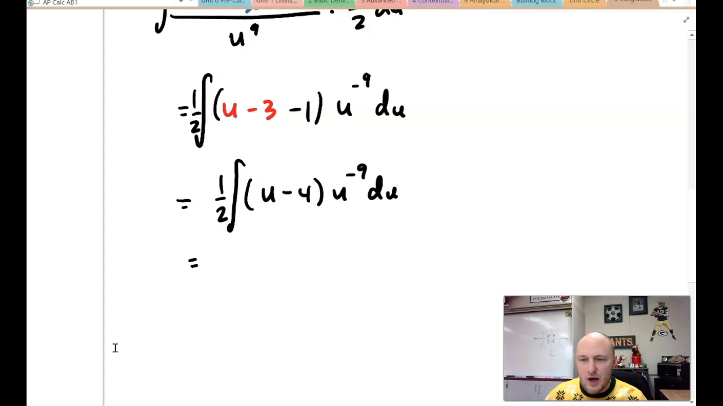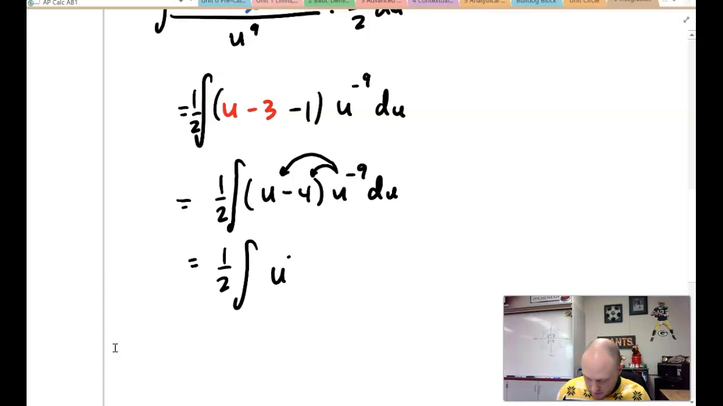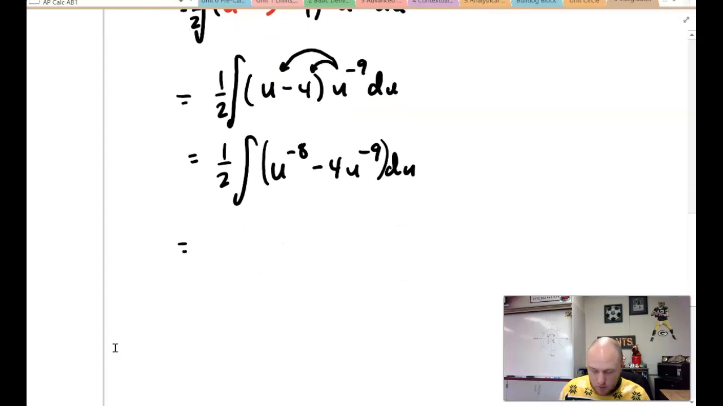This comes up: when do we drop the integral sign? When you actually integrate. So when you add 1 to the power, or you use your integration property, that's when you'll do it. So let me distribute this u to the power of negative 9 into each of these terms. So this is 1/2 times the integral of u to the power of 1 times u to the power of negative 9. Remember, you add exponents. So I have u to the power of negative 8 minus 4u to the power of negative 9 du. All of this is with respect to u. Okay, and we'll go ahead and integrate now.